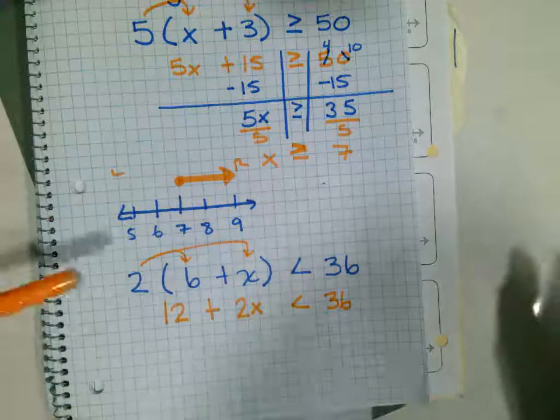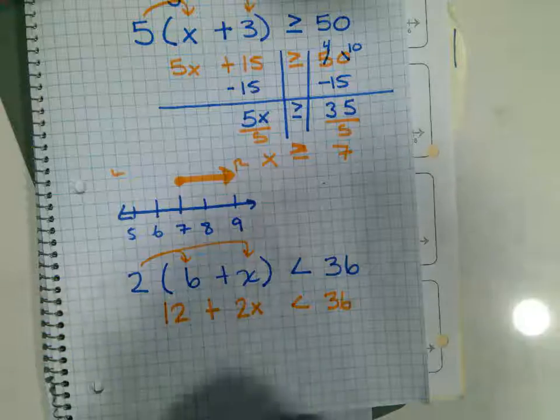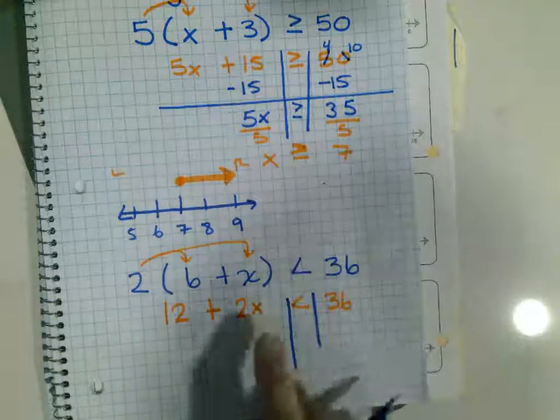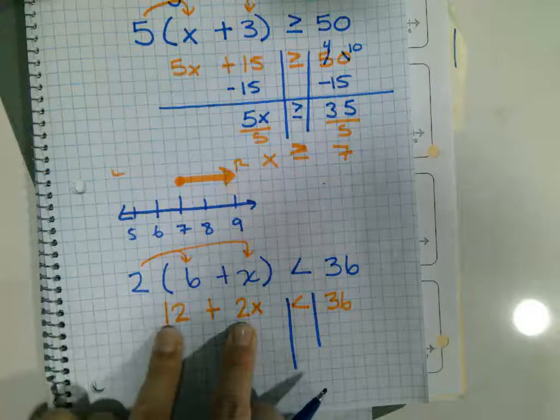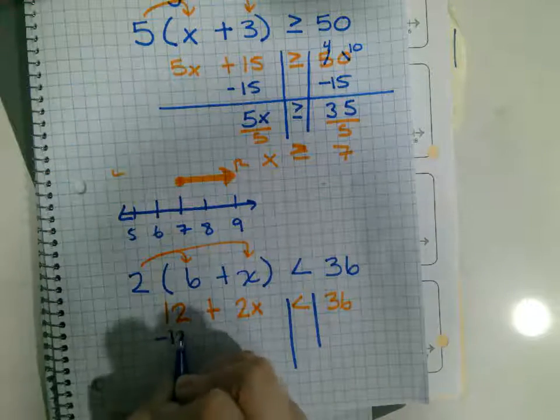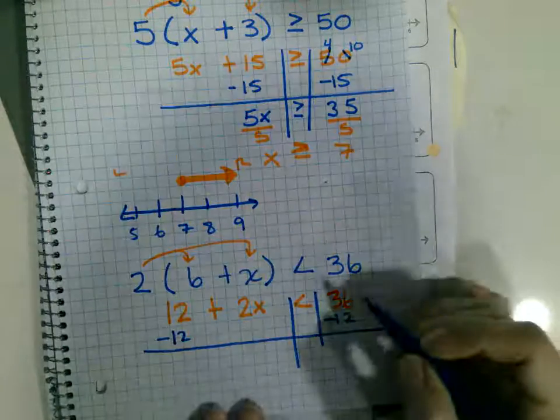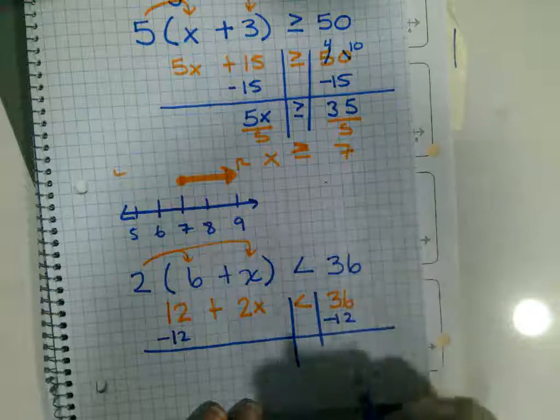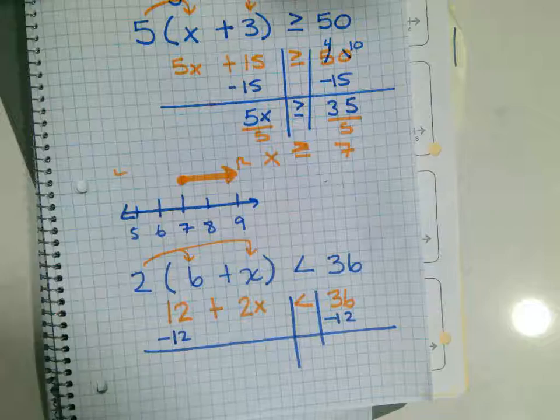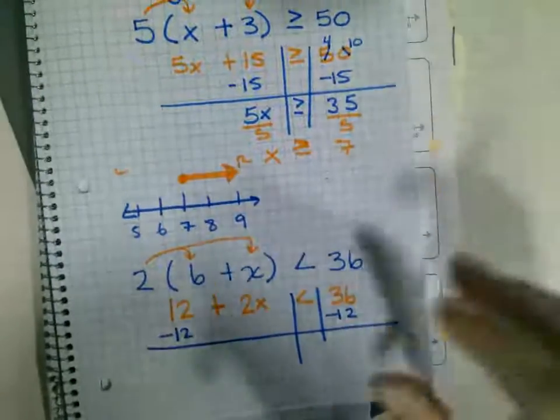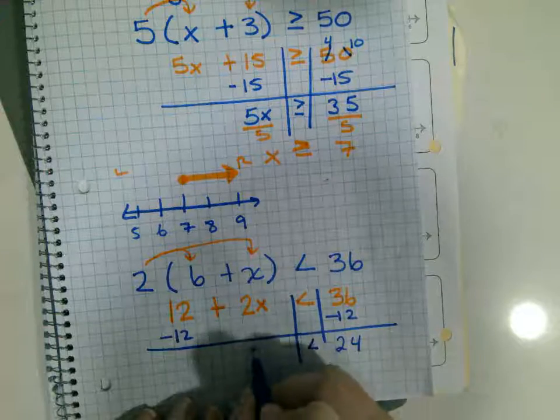Okay, so the first thing is to use the distributive property, and then we're going to move. Now, even though the x is over here, it's still okay. Which number is furthest away from the x? The 12. So that's the number I move first. Minus 12, minus 12. Okay, we have 36 minus 12. We're going to do that math. So that gives us 24 is less than 2x, right?